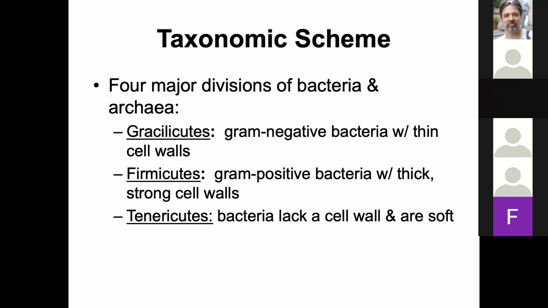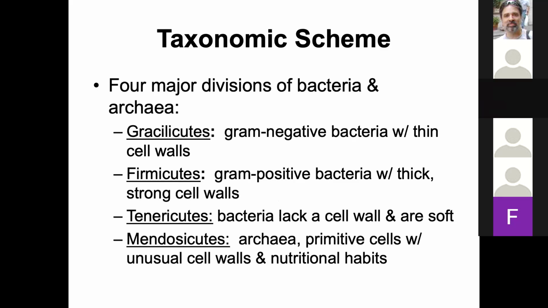Gracilicutes are gram-negative bacteria with thin walls. Firmicutes are gram-positive with thick walls. Tenericutes are bacteria that don't have a cell wall, and Mendosicutes are the archaea, okay?